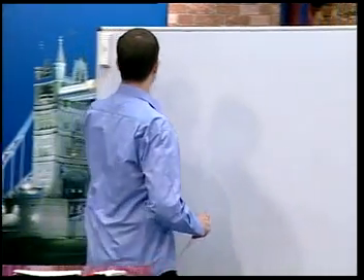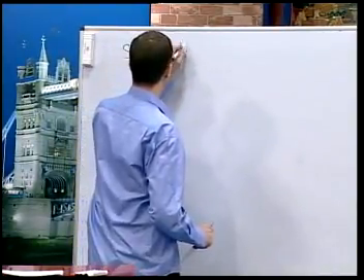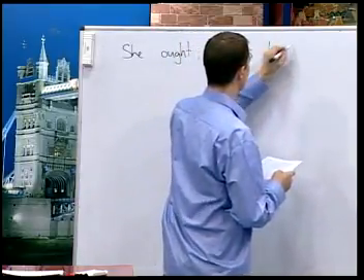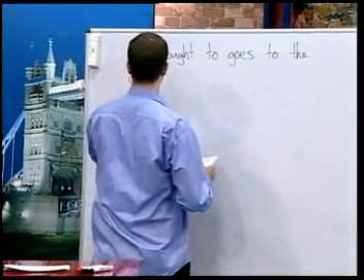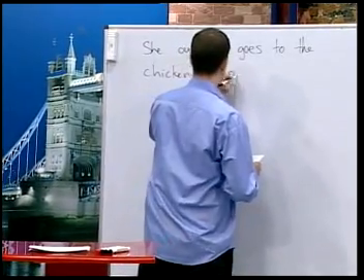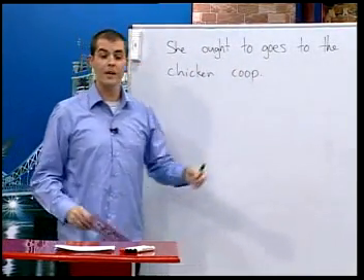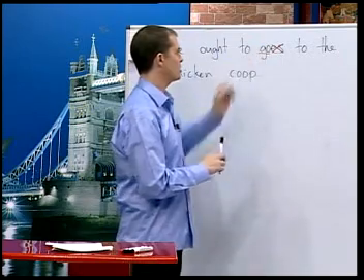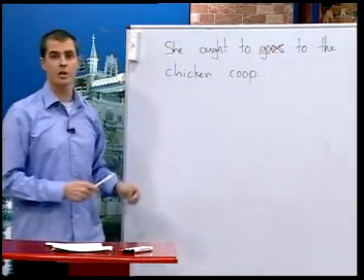Well, ought to has the same meaning as should. It means that something is a good idea to do. We don't usually use ought to in the negative or in a question form. And like all the other modals, ought to is followed by a simple form of the verb. For example, "she ought to goes to the chicken coop" is of course wrong because this is not a simple form of the verb. Just go. She ought to go to the chicken coop.